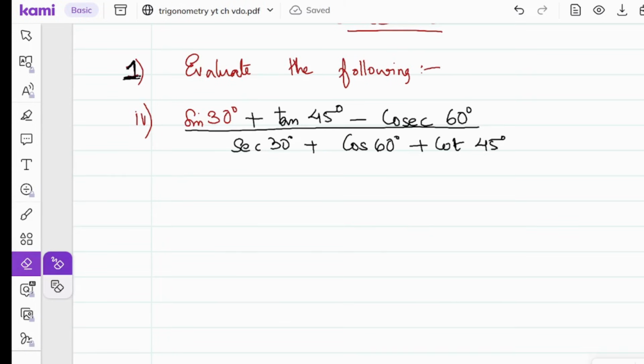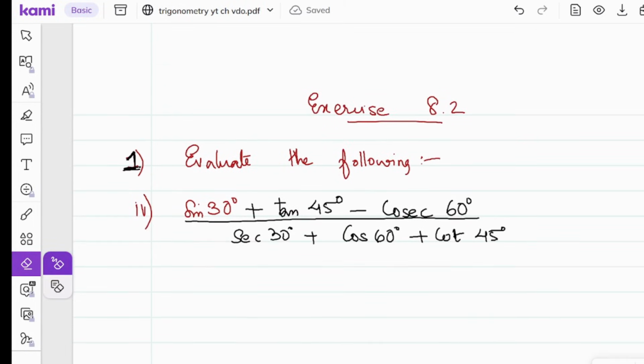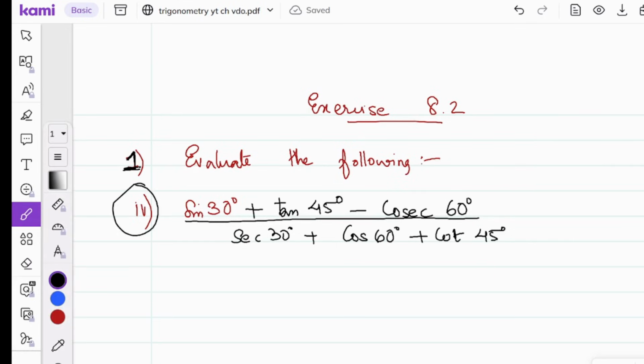Now let's do the questions from exercise 8.2. And from there we are now doing which question? Question number 4. Questions number 1, 2 and 3, they all are very easy questions, so I am solving the 4th one here. Sin 30 plus tan 45 minus cosec 60 divided by sec 30 plus cos 60 plus cot 45 degree. This we will have to find.